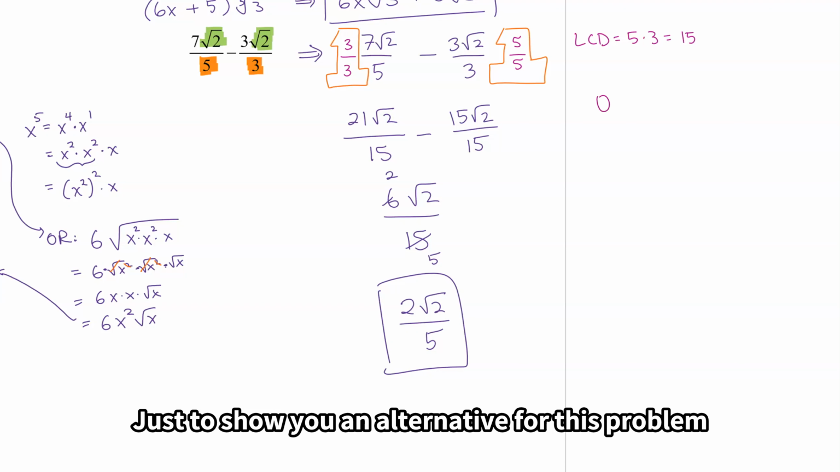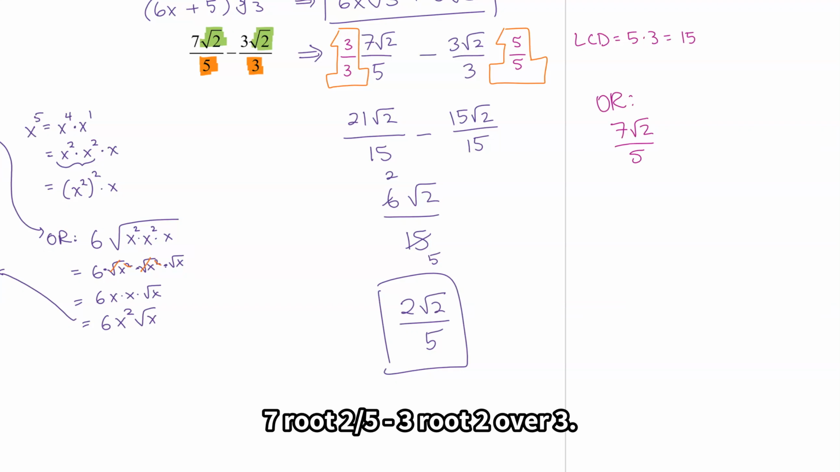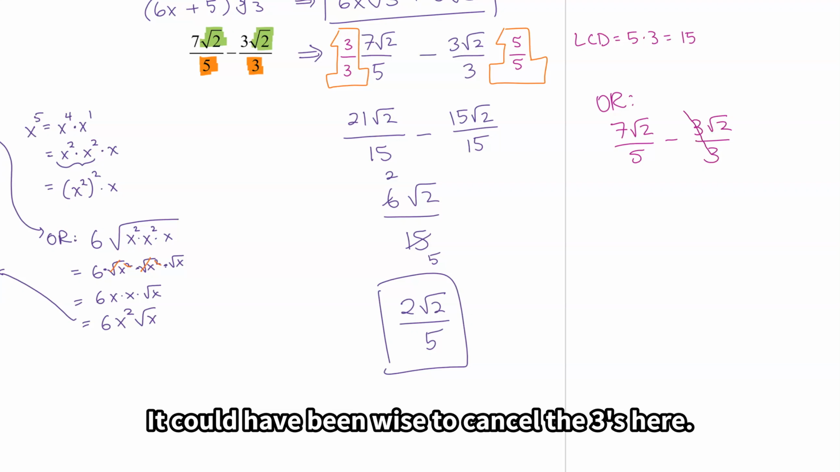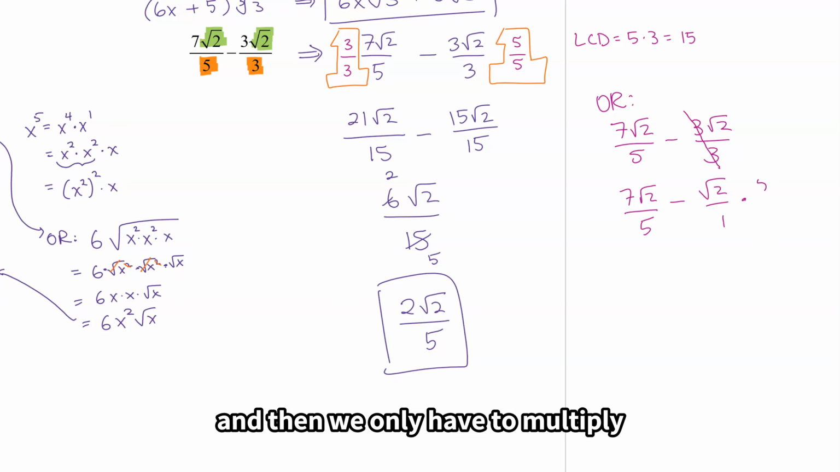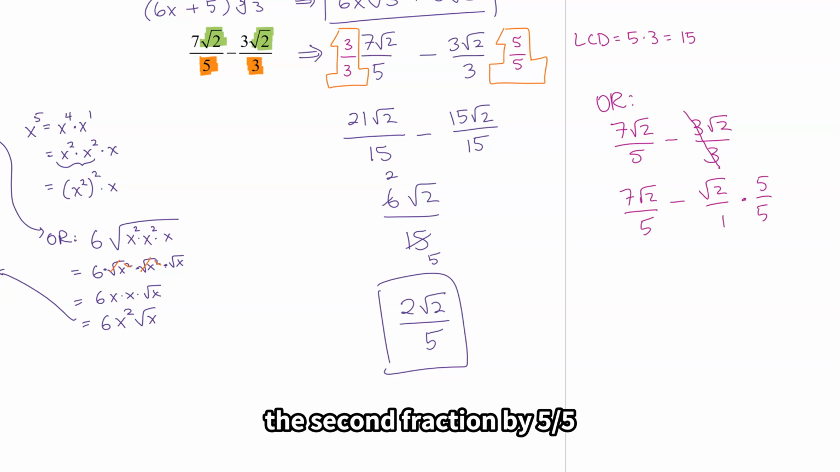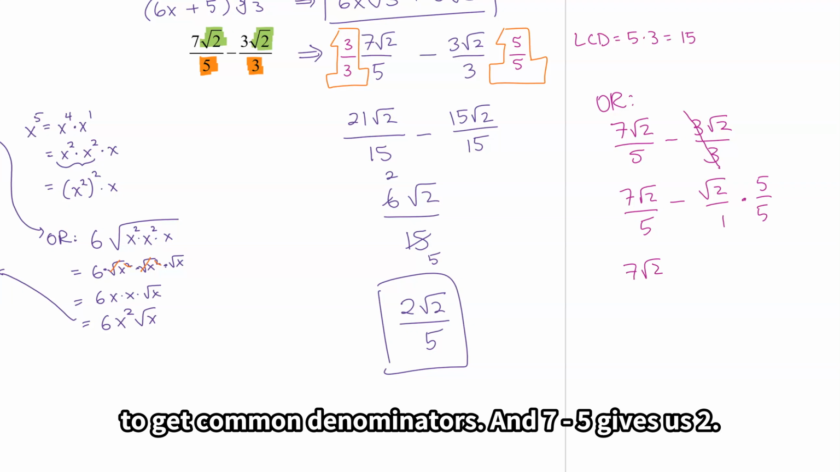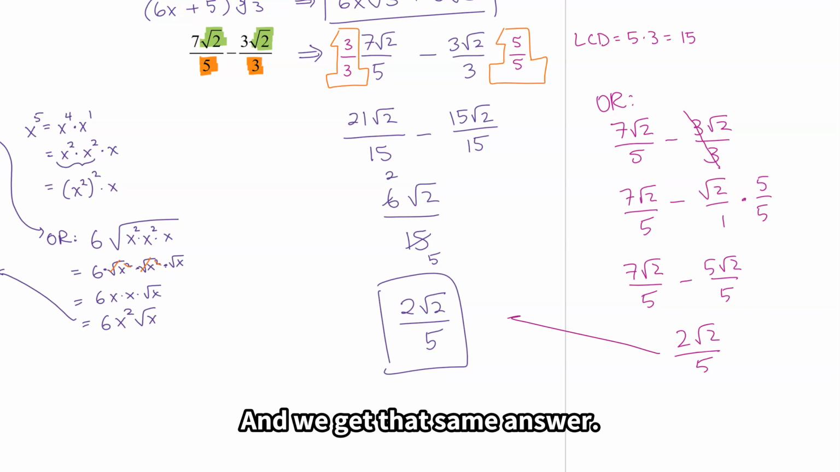Just to show you an alternative for this problem, 7 root 2 over 5 minus 3 root 2 over 3, it could have been wise to cancel the 3's here, so that we have 7 root 2 over 5 minus root 2. Put that over 1, and then we only have to multiply the second fraction by 5 over 5 to get common denominators. And 7 minus 5 gives us 2, and we get that same answer.